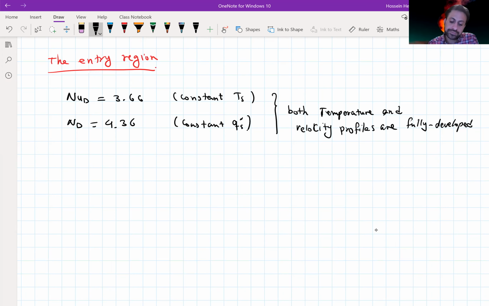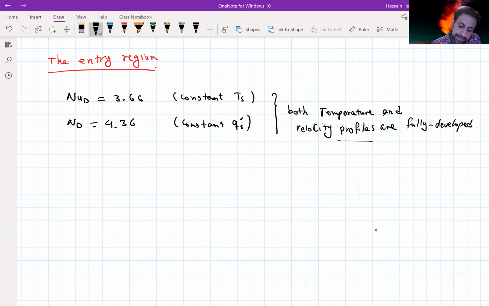If the profiles, the velocity and temperature, if you are in the entry region, both velocity and temperature, like velocity is going to be a function of x and r, and temperature gradient is also going to be a function of x. And then the Nusselt number, that's going to affect the heat transfer that's happening from the system.